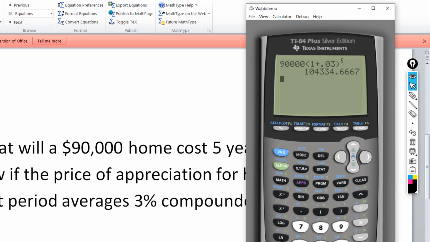Hit enter. And we get 104,335 if you round off to the nearest dollar, or you can leave it as 104,334.67 if you round off to the nearest cent. So either way, 104,334.67, rounding off to the nearest cent.